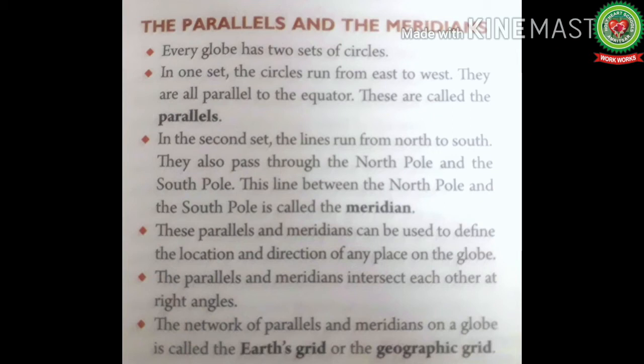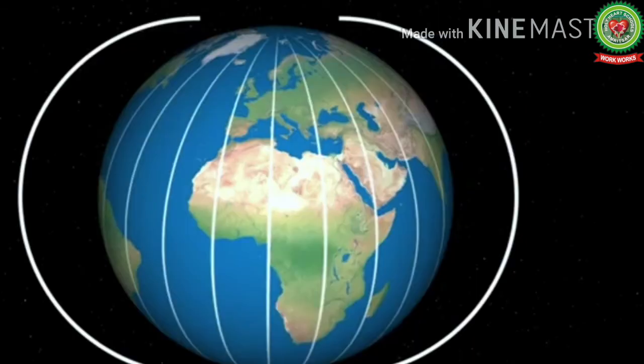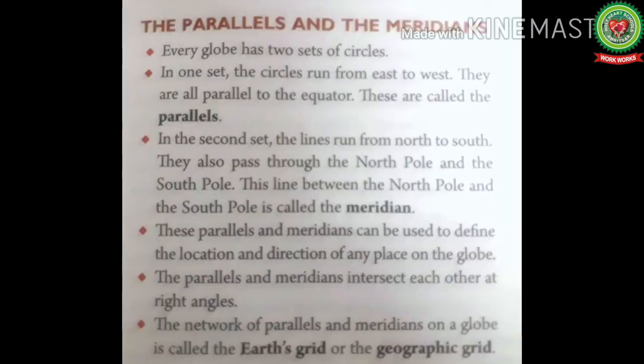In the second set, the lines run from north to south. They also pass through North Pole and South Pole. These lines between the North Pole and the South Pole are called meridians. They are also known as longitudes, and these longitudes form semicircles. These parallels and meridians can be used to define the location and direction of any place on the globe. The parallels and meridians intersect each other at right angles. The network of parallels and meridians on the globe is called Earth's grid or geographic grid.